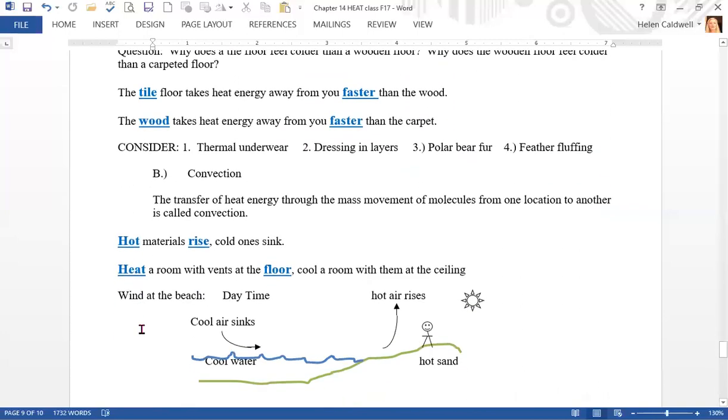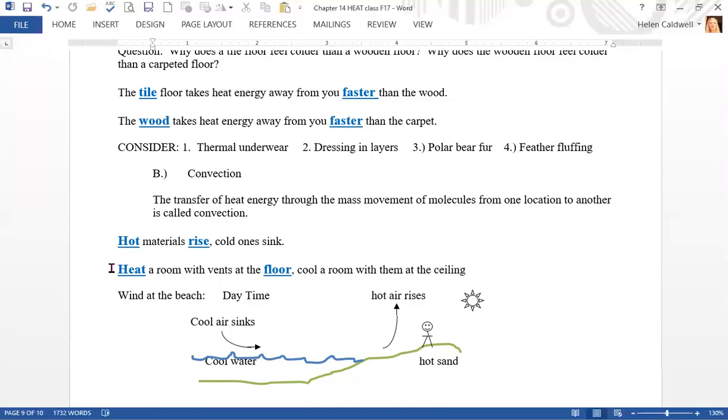Convection, that's hot things rise and cold things sink. So that is the mass movement of molecules. Conduction was collision. Convection is the mass movement of molecules from one location to another, and it's to transfer heat energy. So hot materials rise, cold ones sink. In a room, if you live in an area where heating is important, you put your heating vents at the floor because hot air rises. If you live someplace where air conditioning is mostly what you do, then you have your vents at the ceiling because cold air sinks.